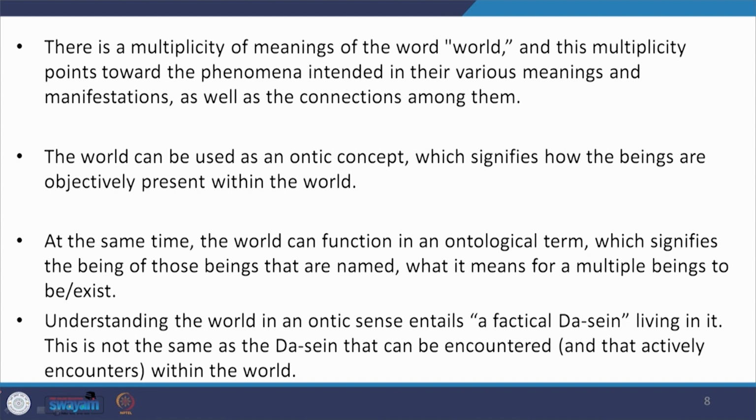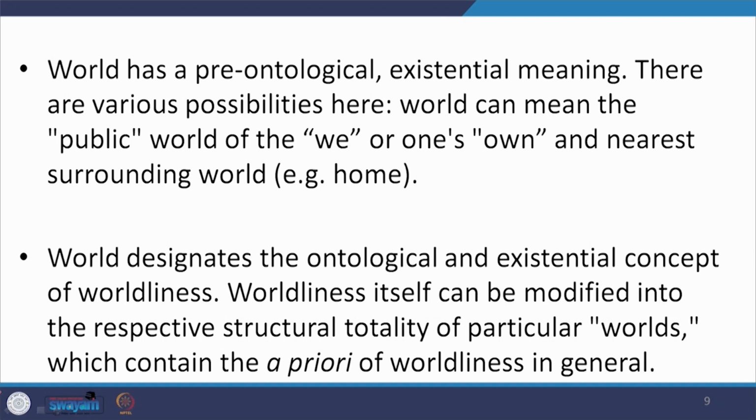And this is not, however, the same Dasein that encounters the world. It's not the same as the Dasein that can be encountered and that actively encounters within the world. So, world has a pre-ontological existential meaning. There are various possibilities here. The world could refer to the public world of the we, or conversely, one's own and nearest, localized world, the world that is immediately surrounding us.